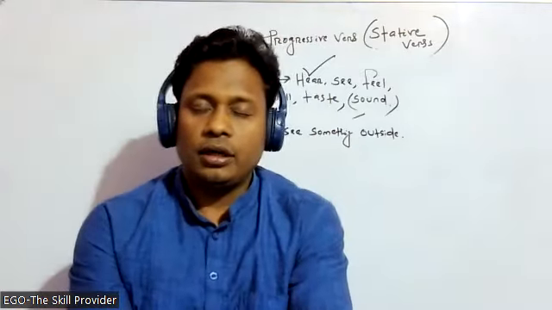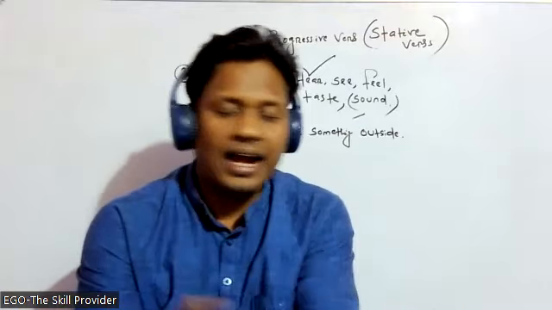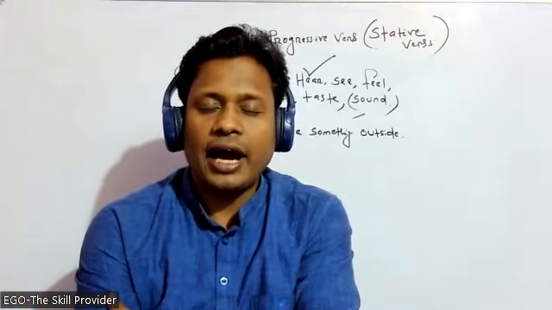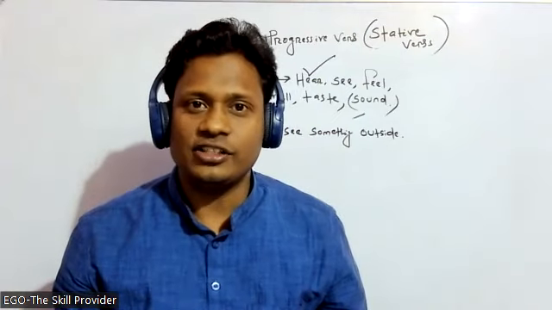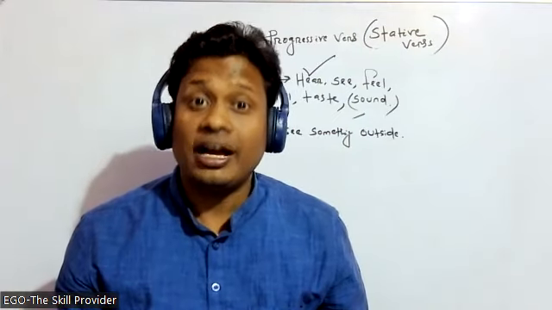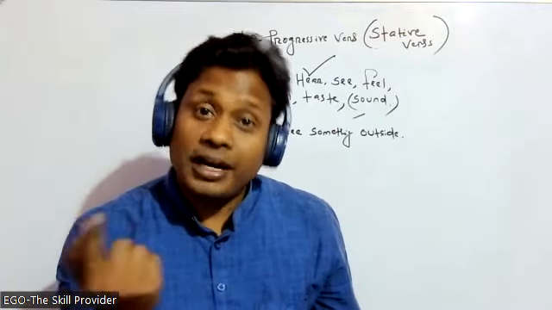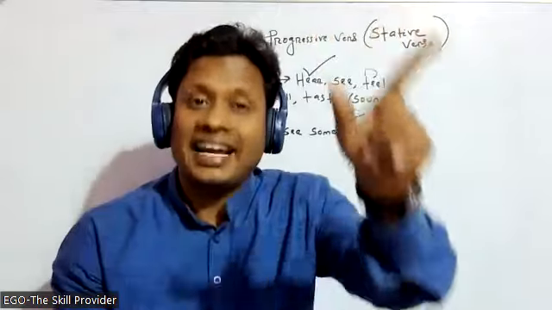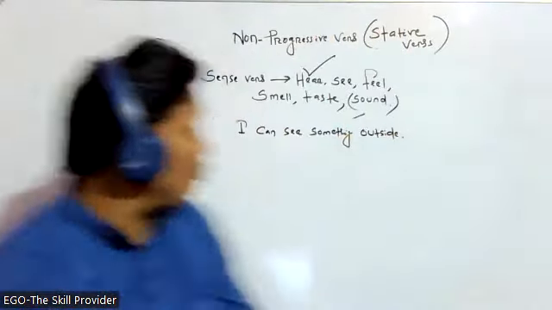Suppose I close my eyes and I am a blind person, I can't see anything. But whenever I open my eyelid, I can see anything and everything. So I'm not putting in effort to see something, but I'm putting in effort to open my eyelid. So opening is a progressive verb, but see is a non-progressive verb.